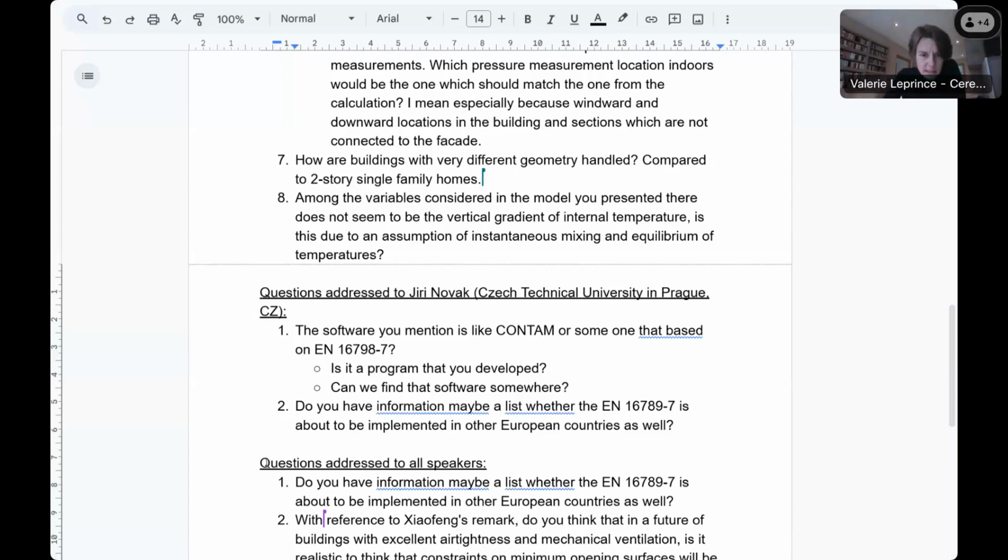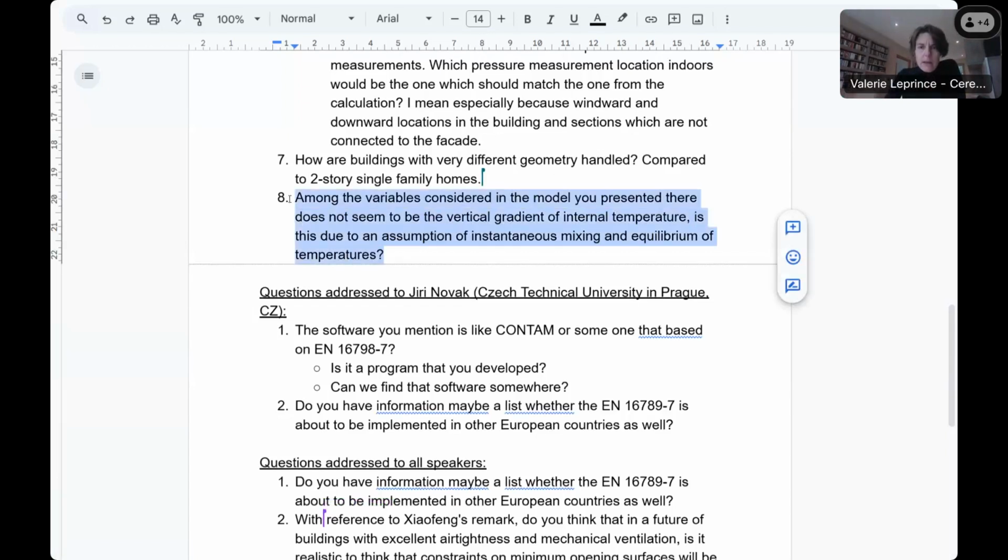Okay, so I think this is more for the general discussion. I just see a new question here on my side. Among the variables considered in the model you presented, there does not seem to be a vertical gradient of internal temperature. Is this due to an assumption of instantaneous mixing and equilibrium of temperature? Yes, indeed. As I said, 16798-7 only considers one zone, and in one zone there is one temperature and one floor pressure. So we do have a variation.